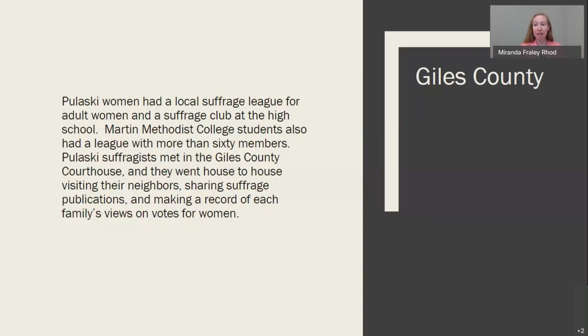Giles County was also very active regarding the women's suffrage movement. So local adult women had their own suffrage league. There was a league for young women at the high school there in Pulaski, and Martin Methodist College also had their own league for college students. And it's very important to note that Pulaski suffragists, they met at the courthouse for Giles County, showing sort of their access already to community government. And they were very active investing their neighbors, distributing literature about their cause, and also keeping records of how the members of each family felt about votes for women.